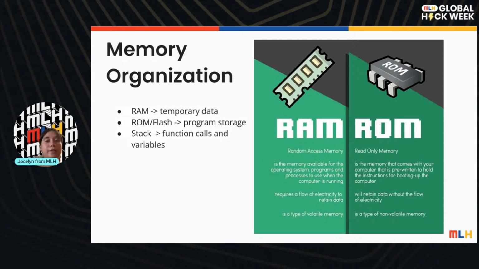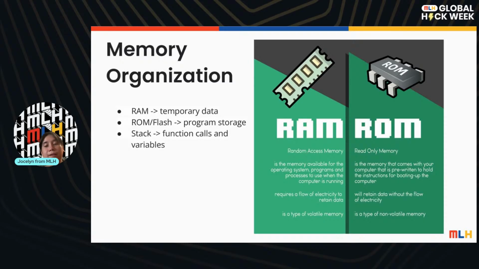Okay, and then we have memory organization. This is the one most people are familiar with, the different types of memories that are on your computer. The ones that we always hear about are RAM and ROM. So RAM, random access memory, and ROM, read-only memory. The difference between them: RAM is temporary data that you want to store, and then your ROM or flash is your program and storage. So for example, if you are building a robot that has different sensors and you are using a microcontroller, the code will be stored in your flash memory. All of the instructions about how the programs work will be stored in your flash memory.